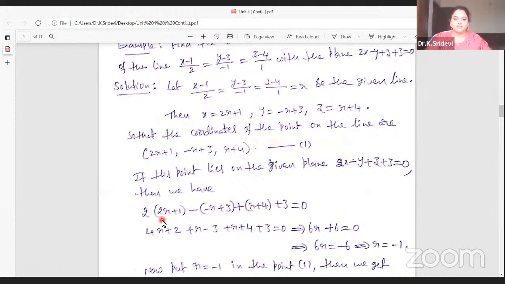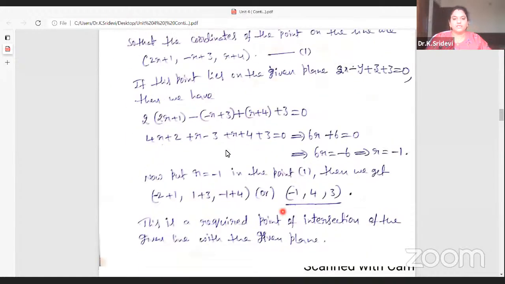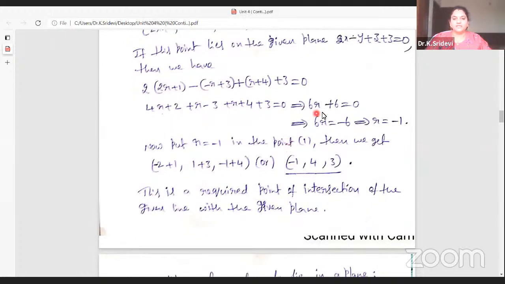2 into x, that is 2r plus 1, minus y, what is y, minus r plus 3, plus z, what is z, r plus 4, plus 3 is equal to 0. Now simplify this. After simplifying, we get 4r plus 2, plus r minus 3, plus r plus 4 plus 3 is equal to 0, which implies 6r plus 6 is equal to 0, and then 6r is equal to minus 6, so r is equal to minus 1. The value of r here is minus 1.